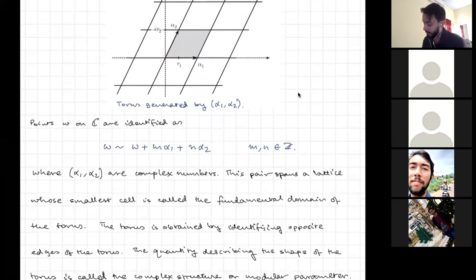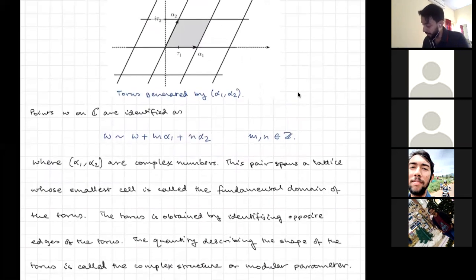We obtain the torus by identifying the opposite edges. So you identify this edge with this edge, and you identify this edge with this edge. This with this and this with this. If you do that, then you have folded it up and you get what you want.